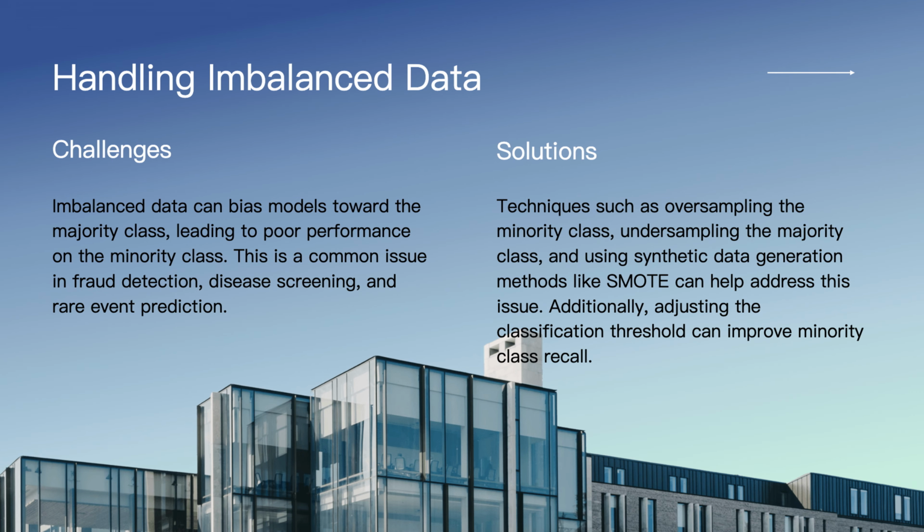In real life, datasets are often imbalanced, like having many normal cases and very few frauds. This makes models biased towards the majority class. To fix that, we can oversample the minority class, undersample the majority, or use synthetic data using techniques like SMOTE. Adjusting thresholds and metrics also improve fairness and recall.